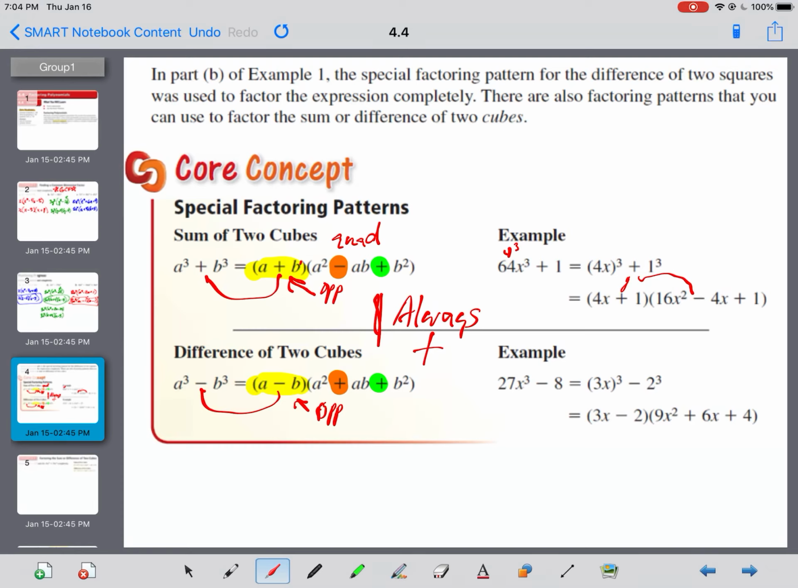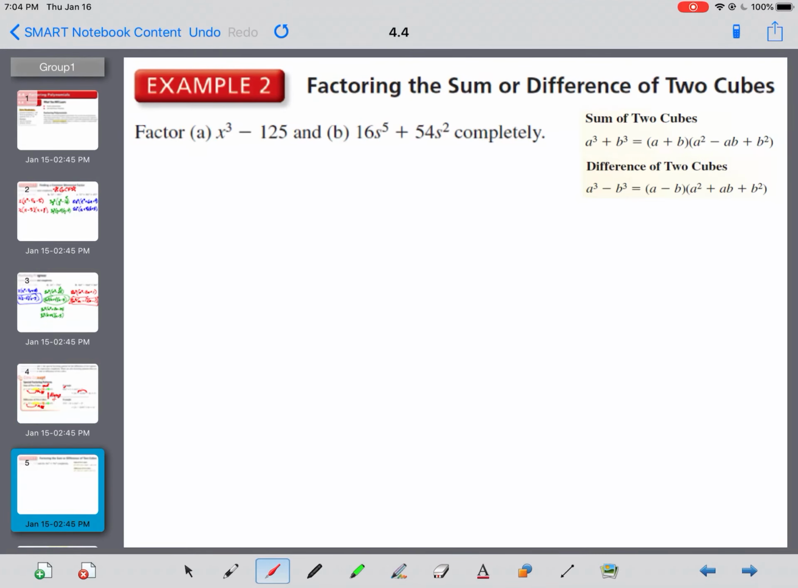So we need to be able to recognize that we have a cube thing plus a cube thing, or a cube thing minus a cube thing, and follow the pattern. Reference back to this screen or reference back to this page in the book to be able to use the pattern until you get used to it. So here we go. And I've got the patterns up here in the right-hand corner. So let's look at A. We got x to the third minus 125.